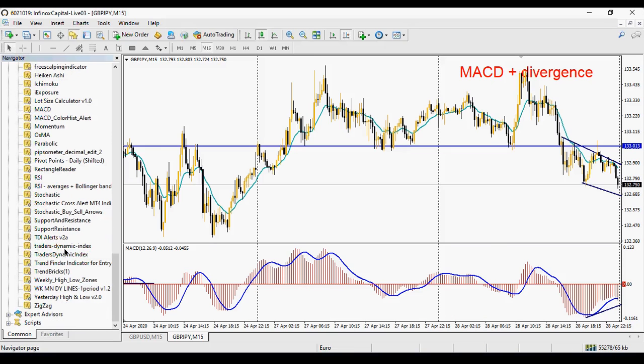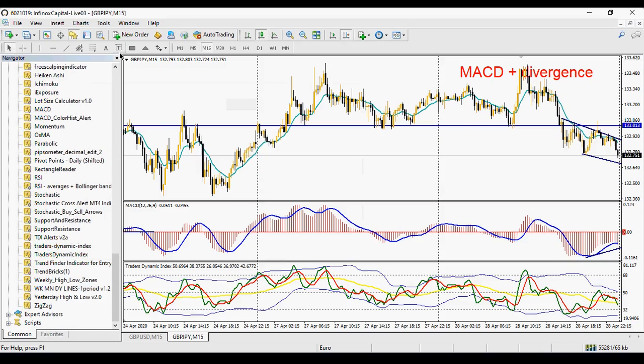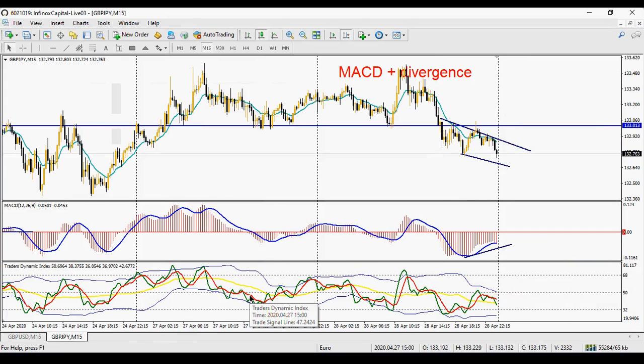The divergence on TDI may be different from divergence on MACD. I think I have a TDI around here. Okay, so this is a TDI. It's not every time that they match. But for me, I've grown to love MACD more than TDI.